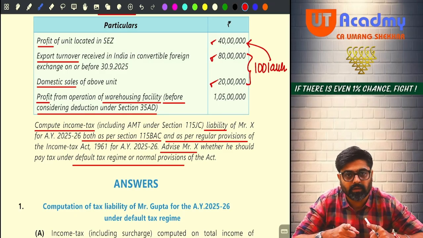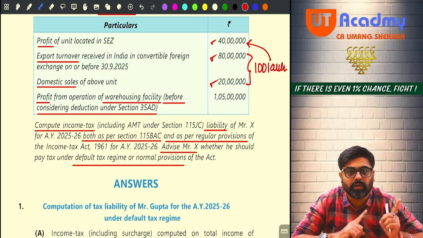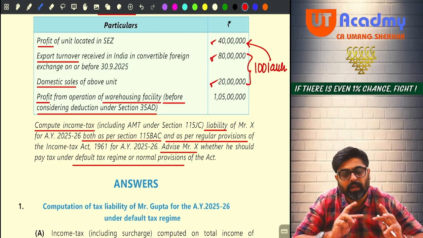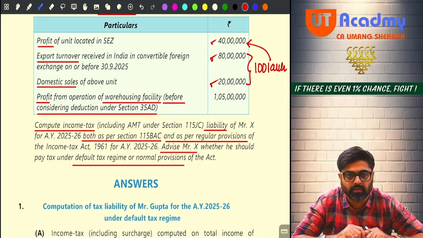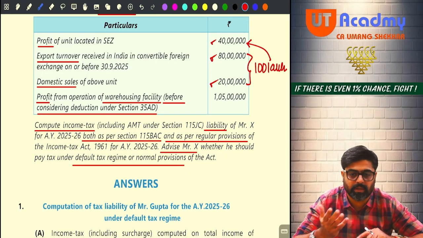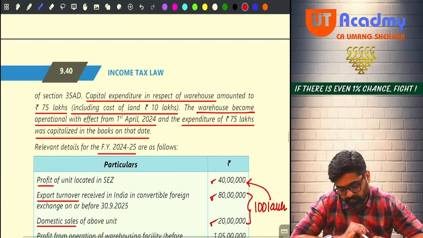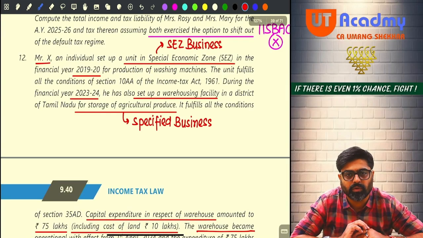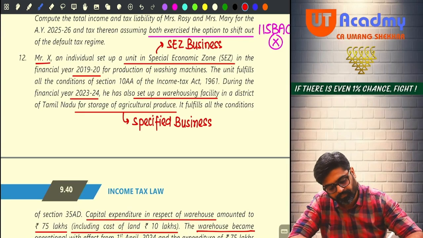Calculate the tax on that. Then again you are supposed to calculate the profits as per 115BAC, calculate the tax on that, and then you'll have to advise what Mr. X should do. Now please pay attention.